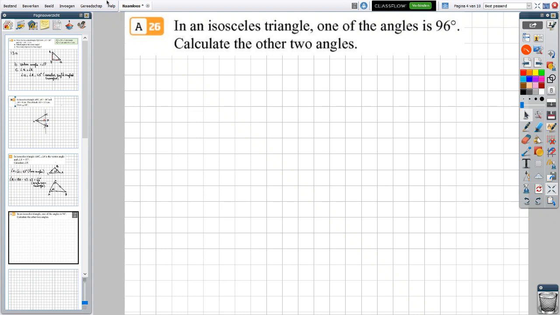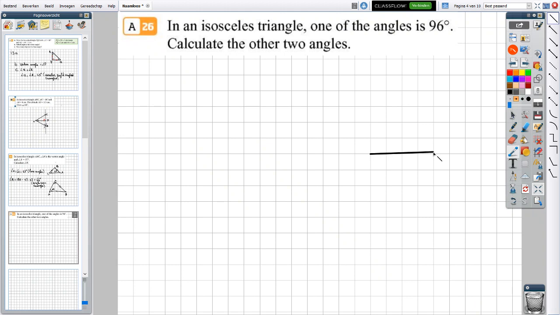In an isosceles triangle, one of the angles is 96 degrees. Calculate the other two angles. They don't even give names for the angles, they just give you a basic form like this. I think you can have two different kinds of things that can occur here. And just to make it a bit quicker, I am going to use my drawing tool right now. I'm going to do it like this.